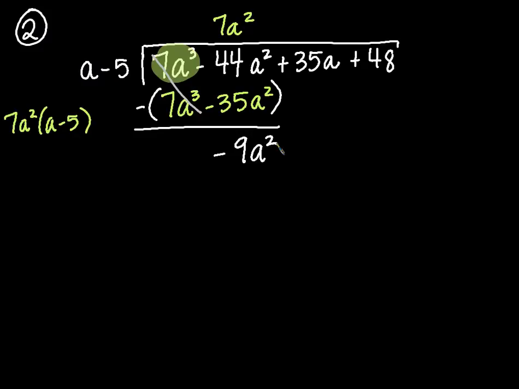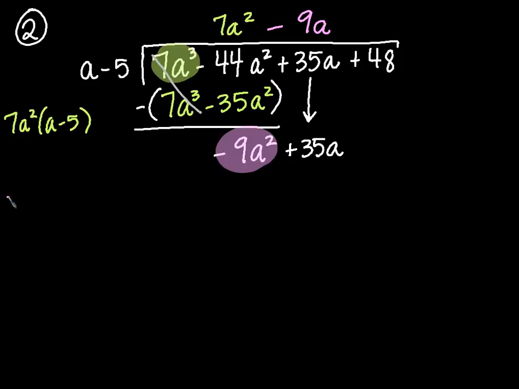And just like with long division, now that I have a remainder piece, I'm going to bring down the next piece of the dividend. So I have positive 35a to bring down. And now I'm going to ask myself, how many times does a go into negative 9a squared? So a times what is negative 9a squared? Well, a times negative 9a is negative 9a squared.